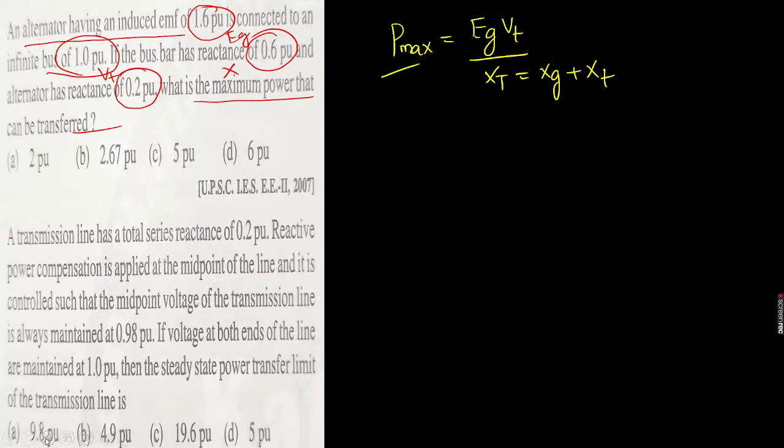Let me go ahead with the next question. A transmission line has a total series reactance of 0.2 per unit. Reactive power compensation is applied at the midpoint of the line and it is controlled such that the midpoint voltage of the transmission line is always maintained at 0.98. If the voltage at both ends of the line is maintained at 1, the steady state power transfer limit of the transmission line will be dash. That is the question.